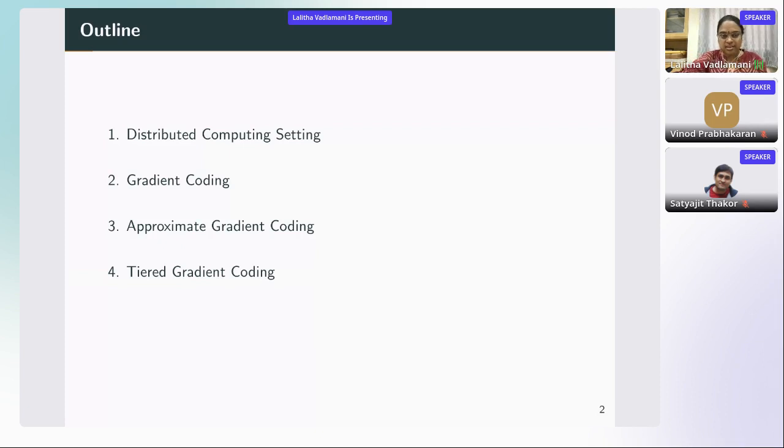This is just a quick outline of the talk. I'll give a motivation of distributed computing and why coding has some role to play in the problems of distributed computing. And I'll introduce a gradient coding framework. This is background. And there are two variants of gradient coding which we will consider as part of this talk. One is approximate gradient coding and the other is tiered gradient coding.